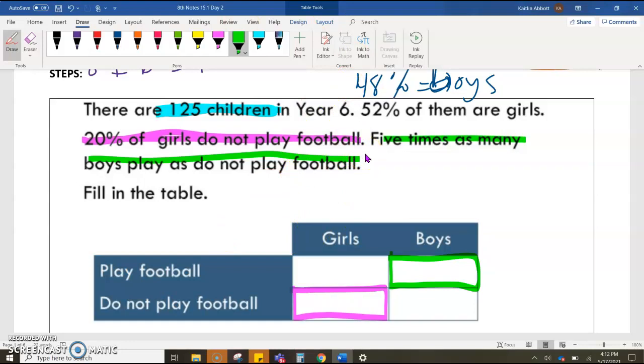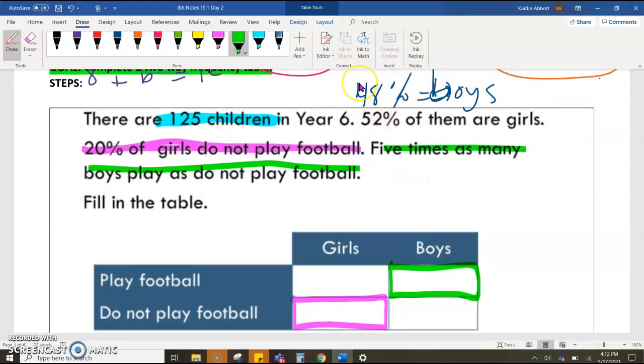All right, so to figure these out, let's go back to the beginning with how many girls and how many boys there are, because we have no clue. The only number we have is 125 kids. We don't know how many are boys or how many are girls yet, but they do give us percentages. It sounds a lot harder than it is.